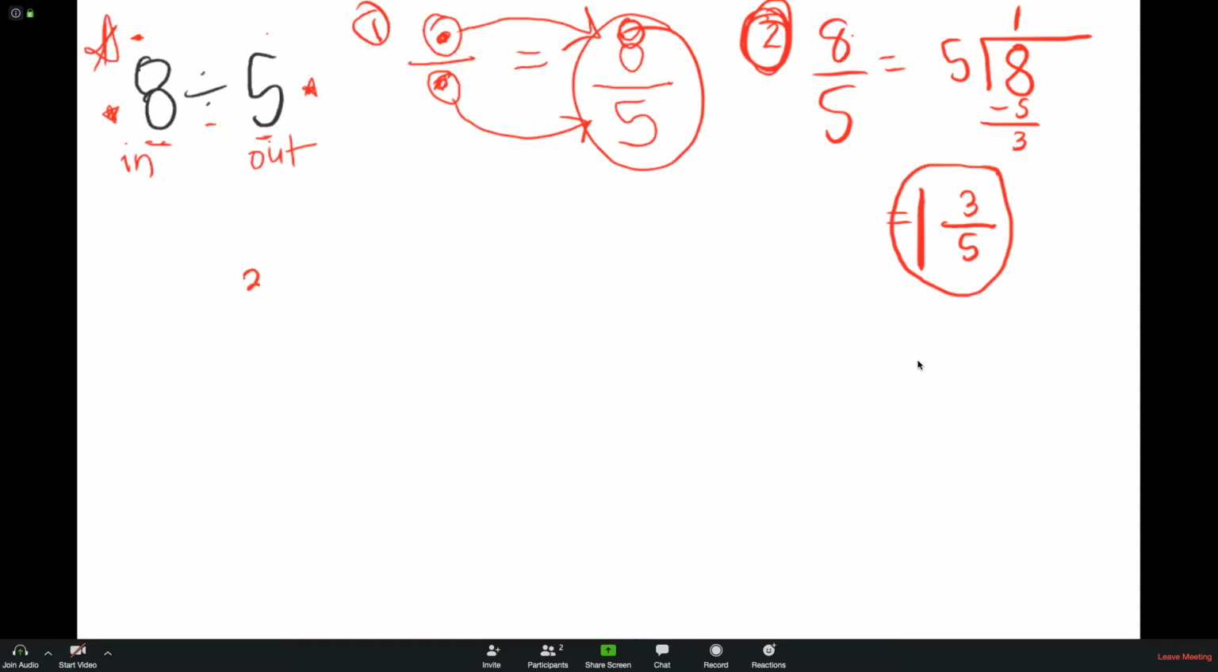The third way is to do decimals. And we've already done decimals. We did dividing decimals in topic 7. So this isn't new. It's kind of a refresher.